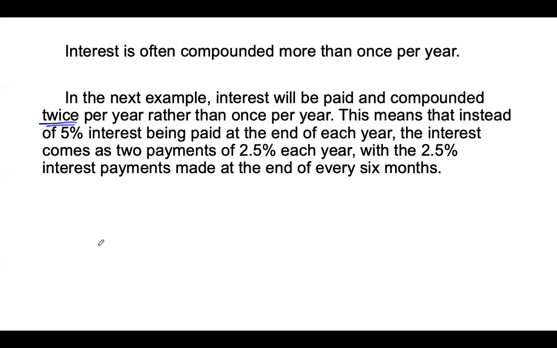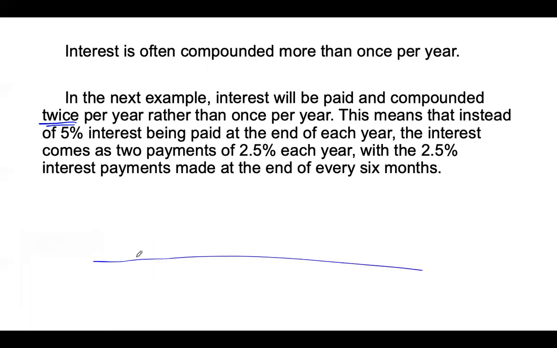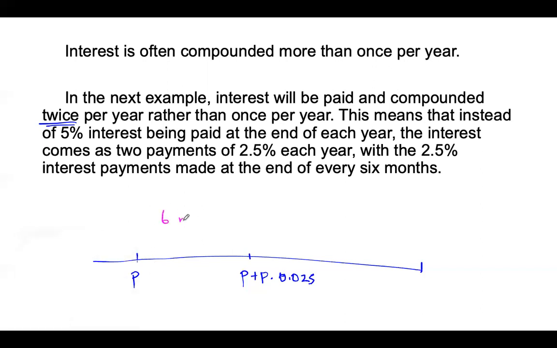So you get a certain principal. And then you get the principal plus the principal times 0.025. So that's in 6 months. And this is another 6 months later.